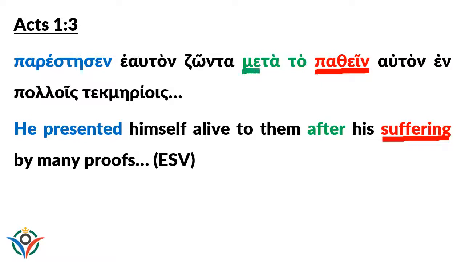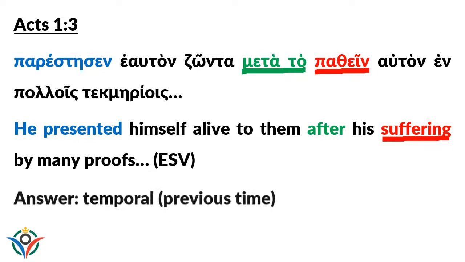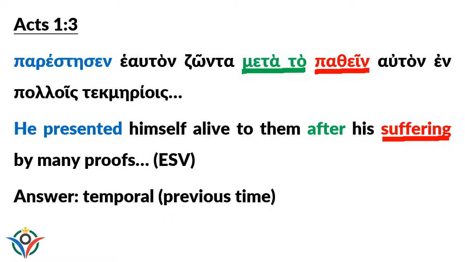We have meta ta. And if you remember from the lesson that we've just done, when you see meta ta plus the infinitive, this is communicating a temporal use of the infinitive, specifically previous time. So I hope that you got that correct. The answer is temporal. So you give temporal as the use, and then in brackets, what type of relationship. And the example is previous time.